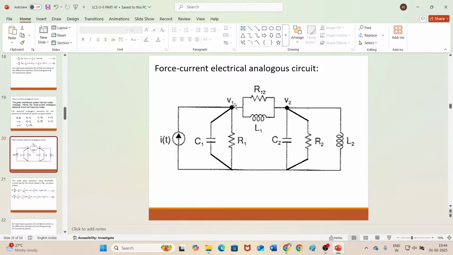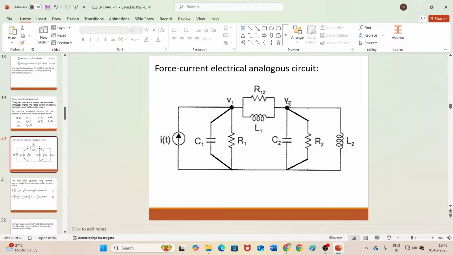M1 is also connected to only mass 1, so connect parallel to it C1, since the analogous of M1 is C1. Connect C1 to node V1, and connect I of t to node V1. I of t means F of t, and C1 means M1. One more term is B1. F of t is the applied force, and M1 and B1 are the opposing forces. So connect C1, R1 and I of t to V1.